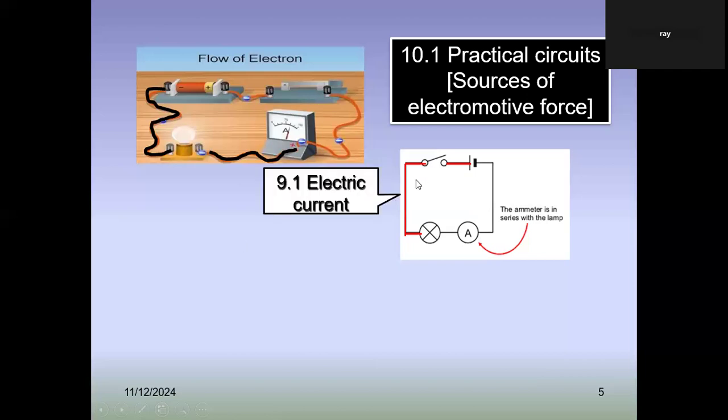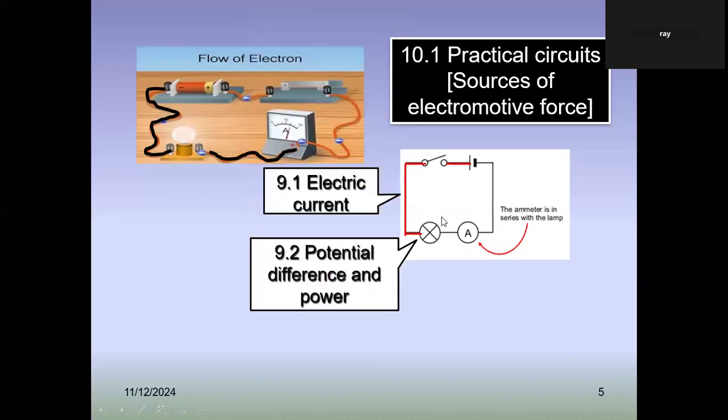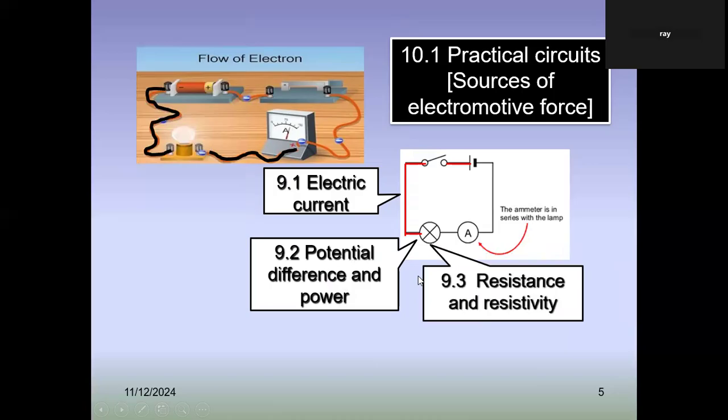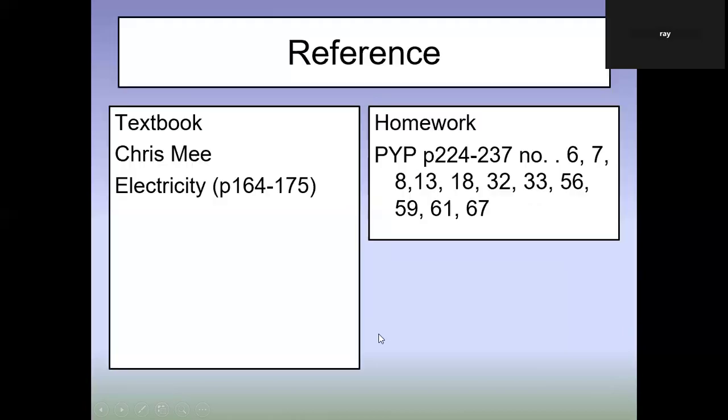So we are going to look at 9.1 electric current, and there's your lamp, then potential difference and power, or energy dissipated by the lamp. And then we are going to look at resistance and resistivity of the lamp.